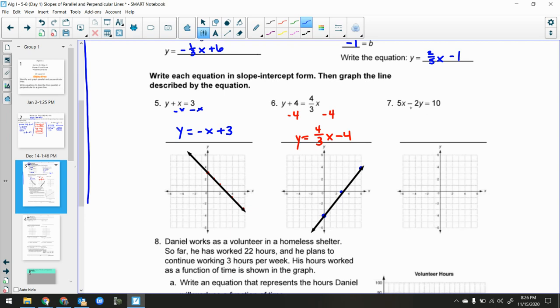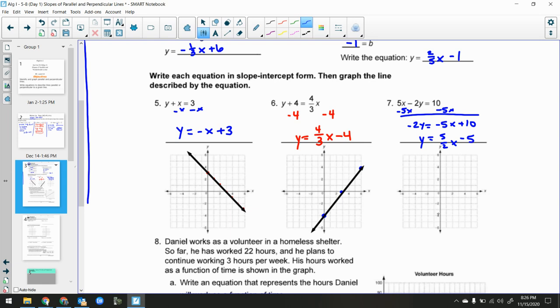All right, last one up here. This is in standard form. We're going to put it in slope-intercept form. First things first, subtract the 5x over to the other side. That gets me -2y is equal to -5x plus 10. And then when I divide by -2, that gives me y is equal to -5 divided by -2, which is a positive 5/2. Don't say 2.5. And then 10 divided by -2 is -5.